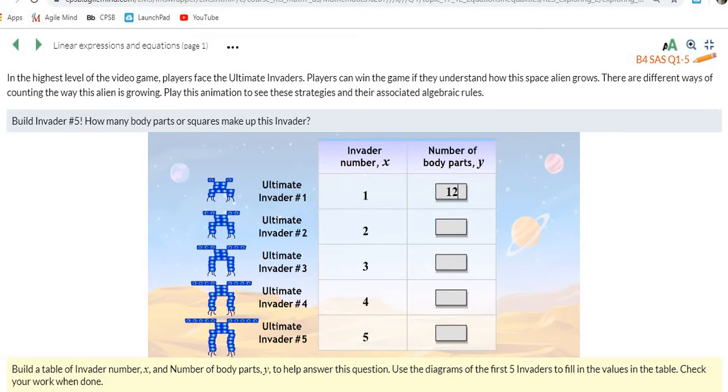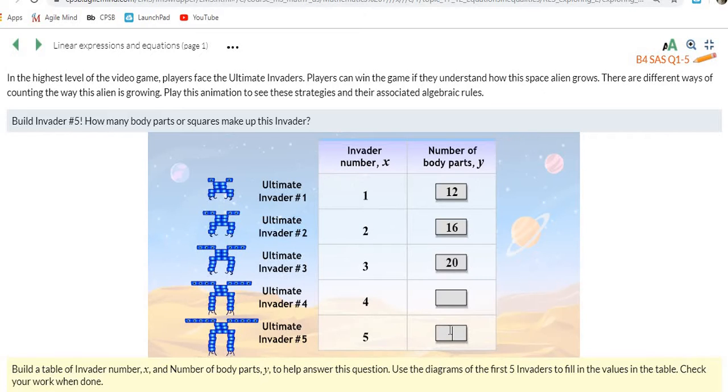12. Okay, what about Invader 2? 24. Or 16. I want to say 4. 16 body parts for 2. Multiply 12 by 2 by accident. Okay, I hear 16. Invader 3, how many body parts? 20. I hear 20. Let's skip 4 because we haven't really looked at 4 yet.